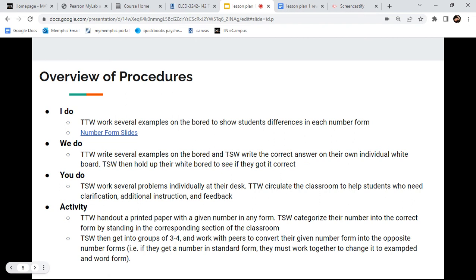Then the students will get into groups of 3 or 4 after we do that. And with their peers, they will work together to convert their given number form into the opposite number form. So if they get a number in standard form, they'll work together to change it to expanded and word form.